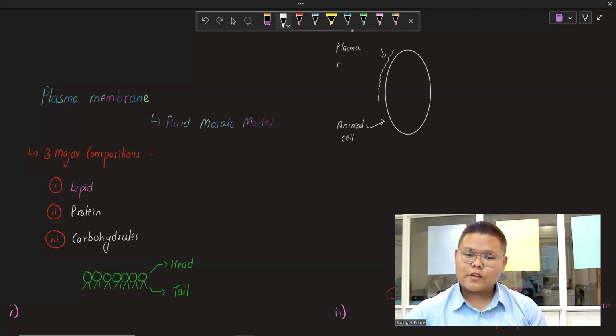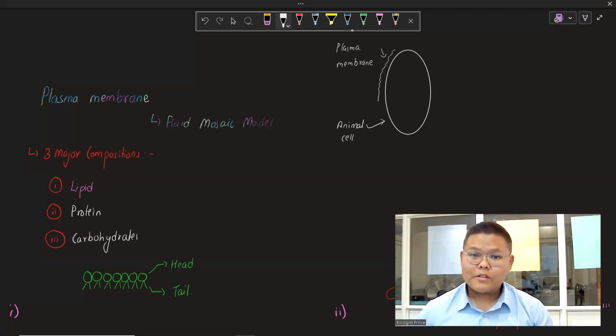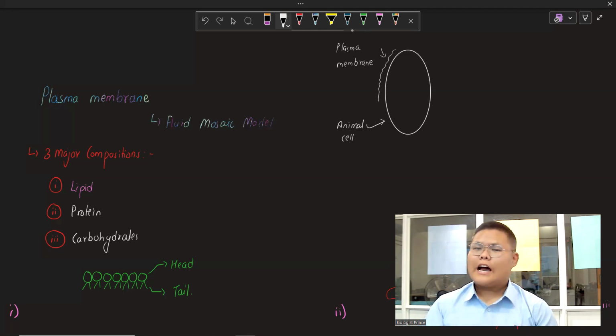The concept that you need to know is that the outer covering of the animal cell is, in a simple way, better considered to be the plasma membrane. And the plasma membrane is also often called the cell membrane, right? It is also called the cytoplasmic membrane or even plasmalemma. So these are the synonyms for the plasma membrane.